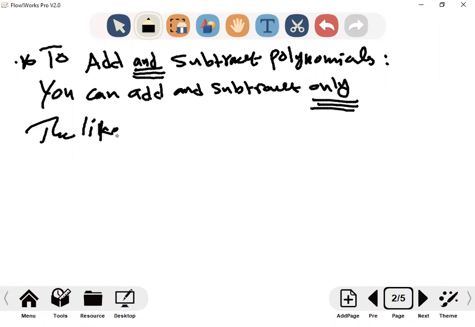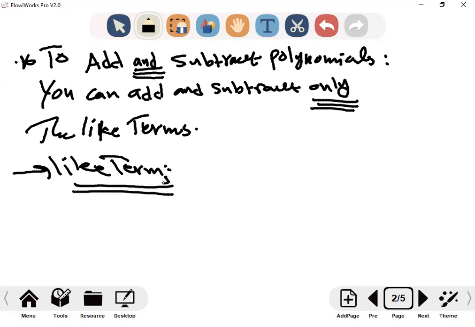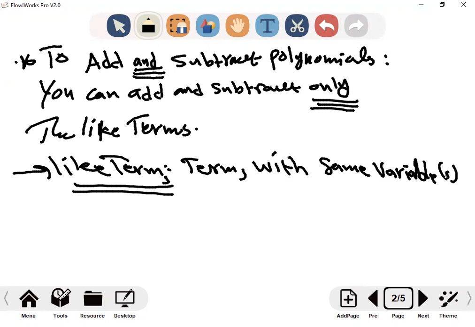The like terms. So what are the like terms? In adding polynomials you can add and subtract only the like terms. Unlike terms we cannot add them, we cannot subtract them. But what are the like terms? Focus now. Like terms are terms with the same variable or variables. Can be more than one variable, right? And the same what? Exponents.